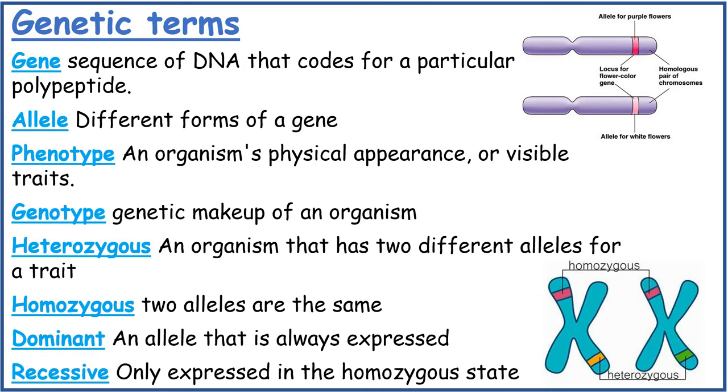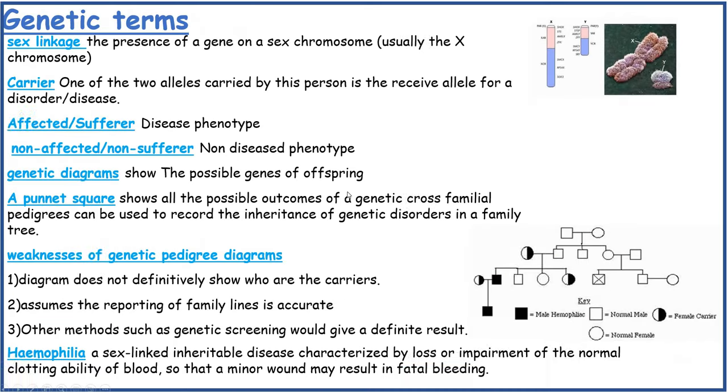Heterozygous, an organism that has two different alleles for a trait. Homozygous, two alleles are the same. Dominant is an allele that is always expressed. Recessive is only expressed in the homozygous state. Sex linkage is the presence of a gene on a sex chromosome, usually the X chromosome.